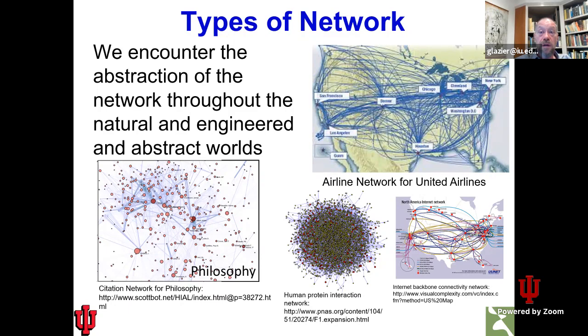And so if we think about networks, we can draw networks. Networks are an abstraction, and the basic idea of a network is that there are nodes, usually given as dots, and connections between those nodes, usually given as lines or links.